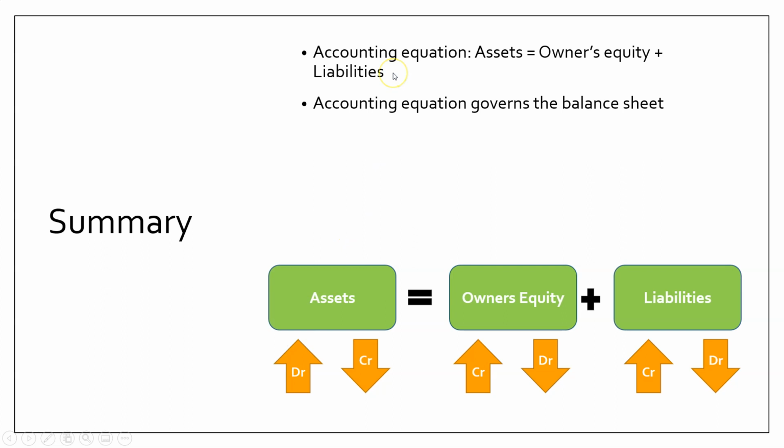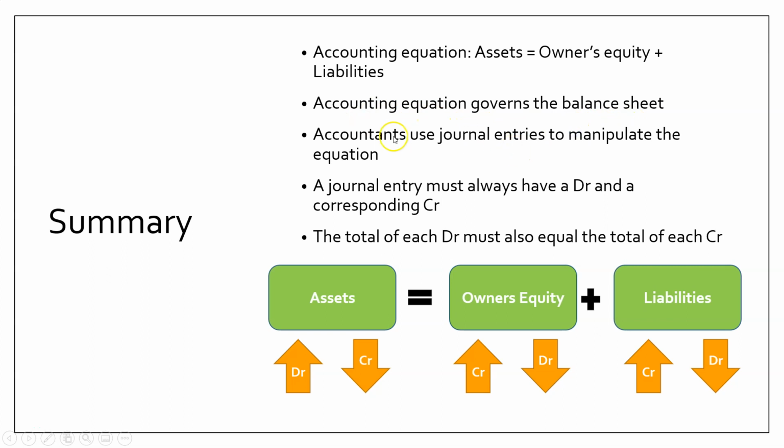So basically what we've talked about, accounting equation, assets equals owner's equity plus liabilities. The accounting equation governs the balance sheet, and whenever we do a journal entry, we're manipulating the equation, we're essentially putting an entry into our general ledger, and those journal entries are then used to build our balance sheet, our profit and loss statement.